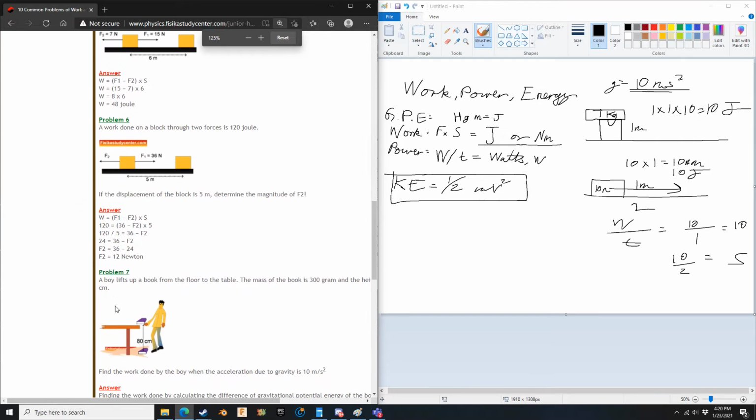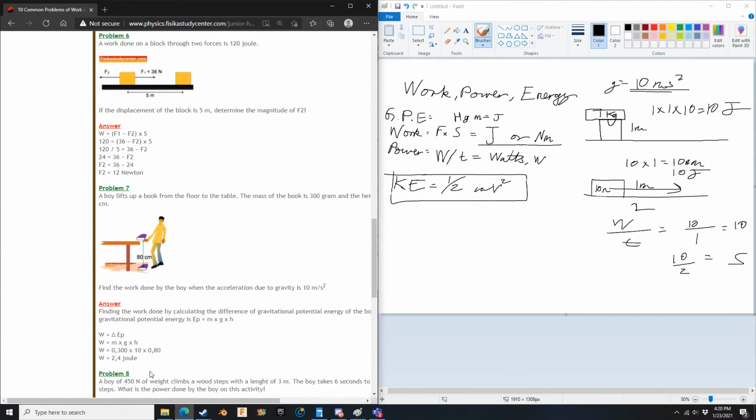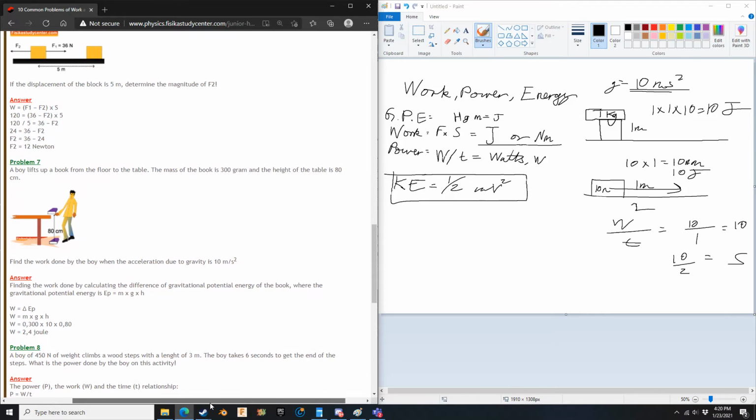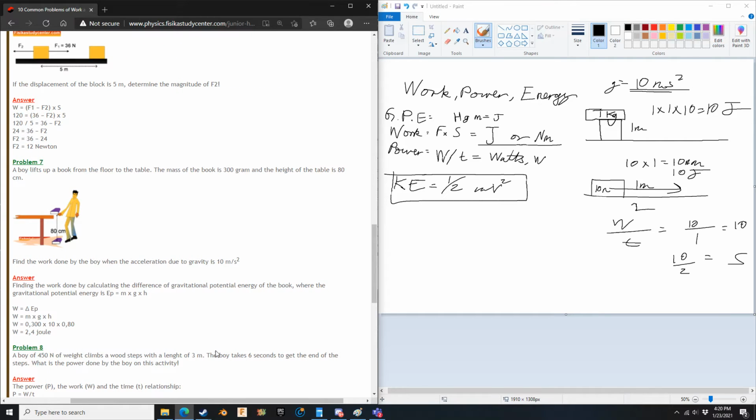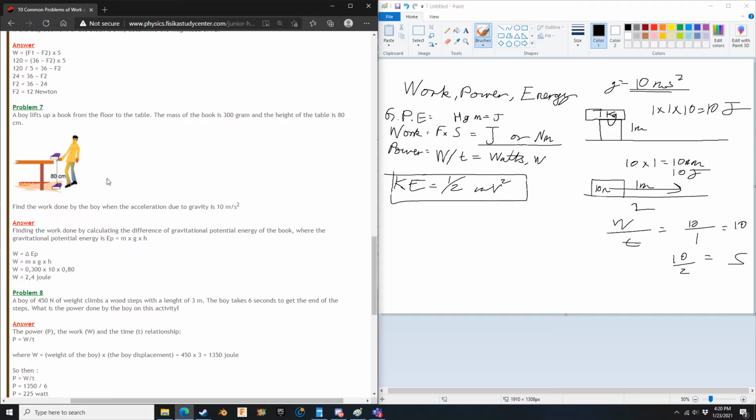Let me zoom in. This shouldn't be too hard. Question number 7 is the first question with gravitational potential energy. So read the question. We can see that it's given in 300 grams and 80 centimeters. Well, grams and centimeters aren't SI units, so first convert your units into SI units, so that would be 0.3 kgs and 0.8 meters.